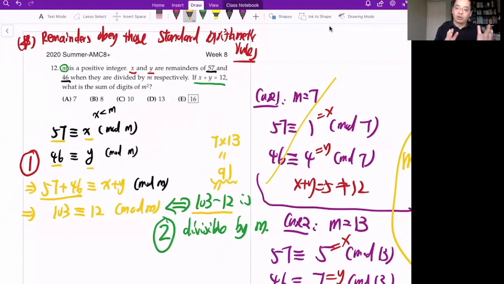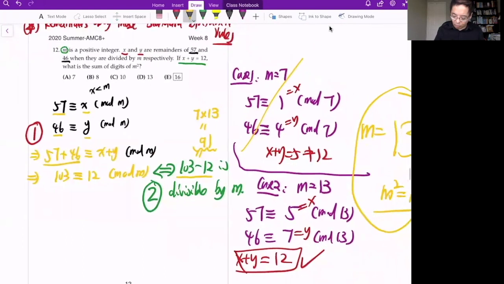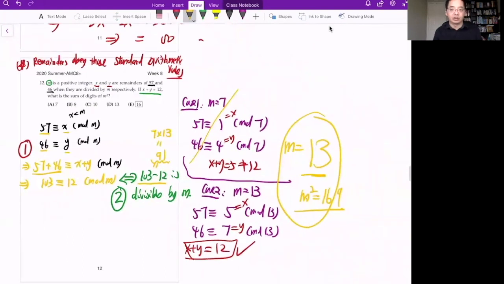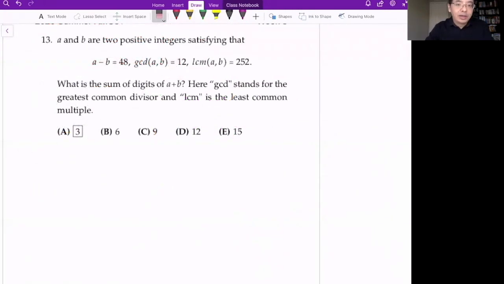So we have two possibilities. m is either 7 or 13. 1 is clearly impossible. For 7 or 13, it is not so sure at the beginning, so we have to check them separately. After checking them, we find the one that works is 13. So m is 13.